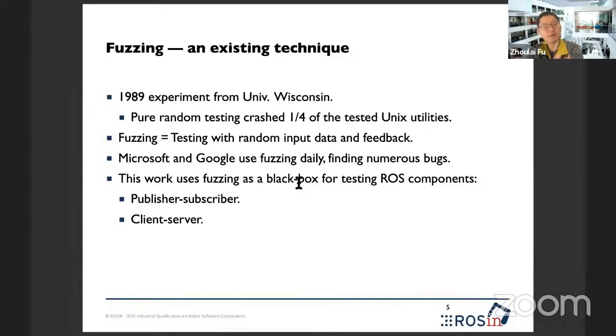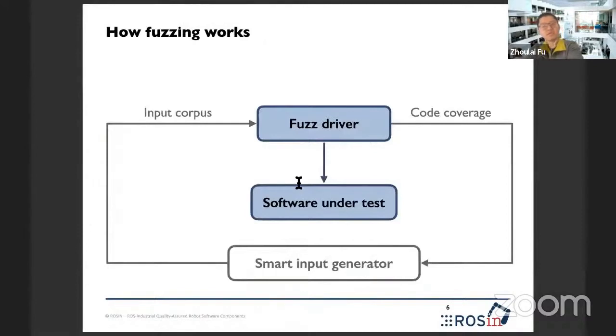There are two kinds of models that we are going to work with. One is the publisher-subscriber architecture. Another one is the client-server architecture. So how do we do that? First of all, how does fuzzing work?